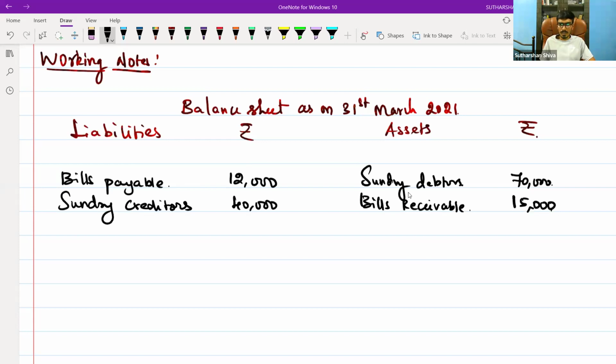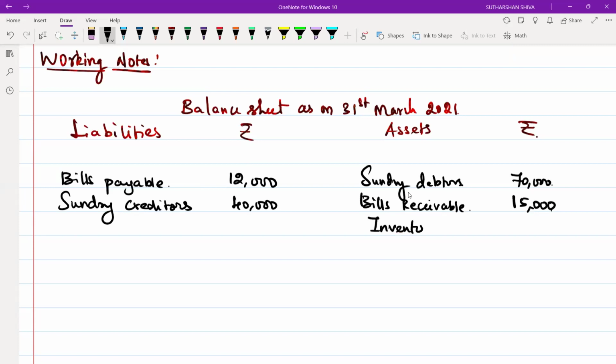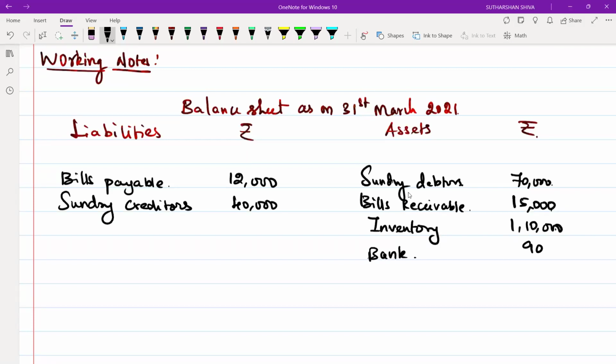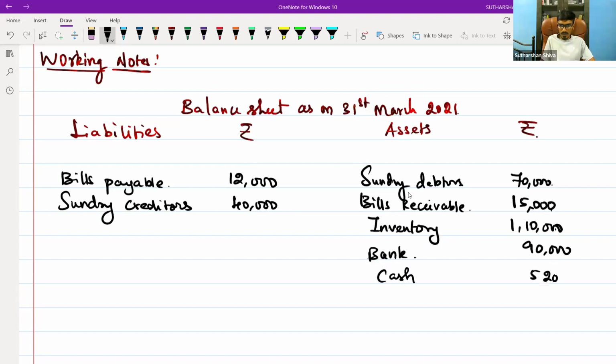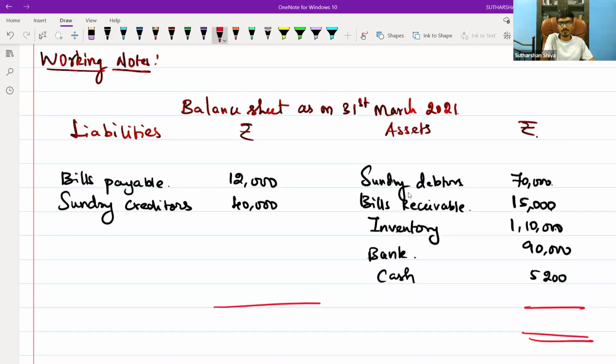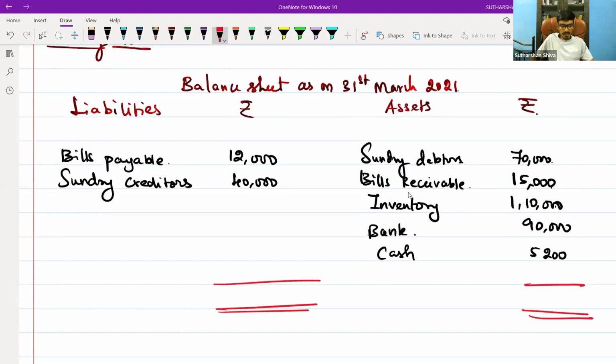Inventory, 1,10,000. Bank, 90,000. Cash, 5,200. Done. Balance it. My asset side is going to be here. Take a calculator. 70,000 plus 15,000, 1,10,000 plus 90,000 plus 5,200. It is going to be 2,90,200.